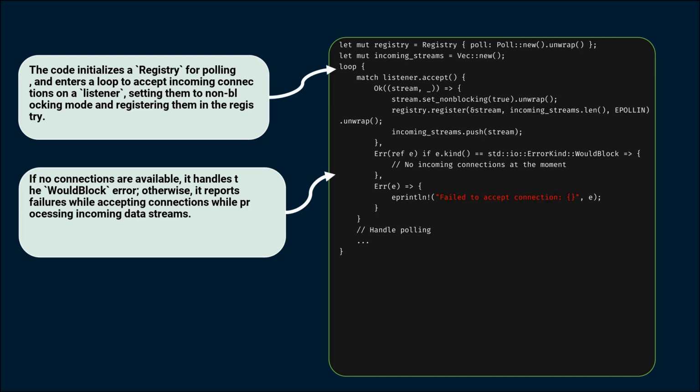This index will be helpful later for polling events related to the specific stream. If there are no new connections, we handle the WouldBlock error gracefully, allowing our loop to continue running smoothly. Overall, this approach efficiently monitors for new client connections while preparing to manage them as they occur in real time.